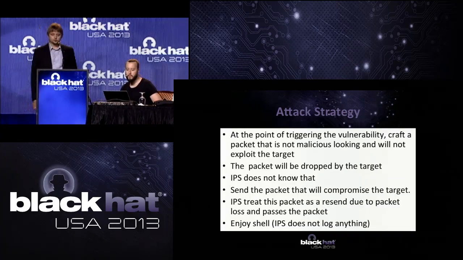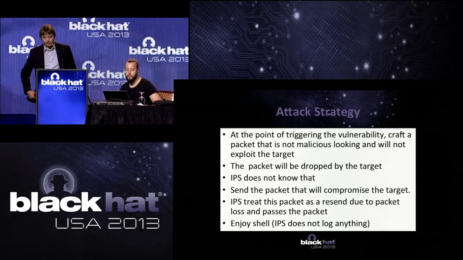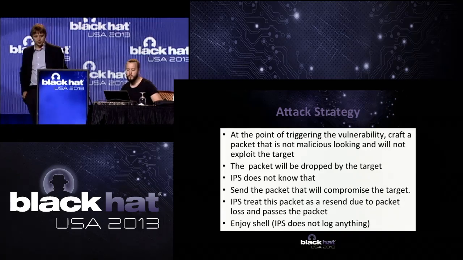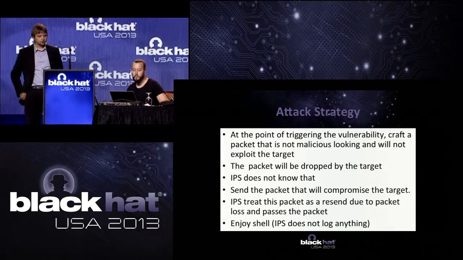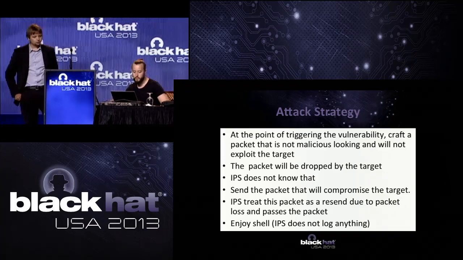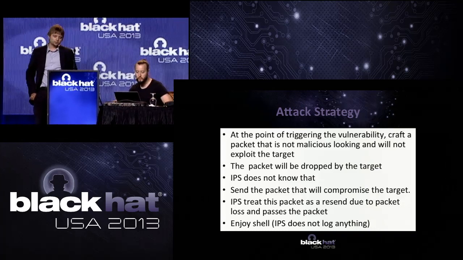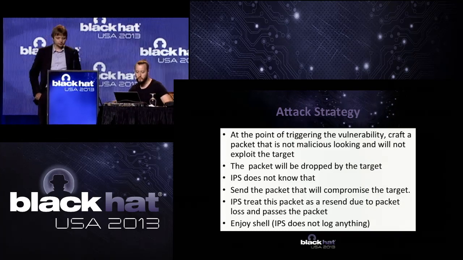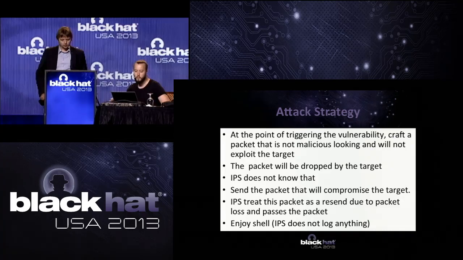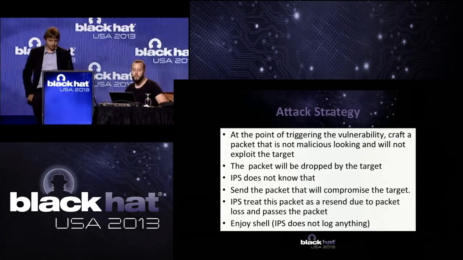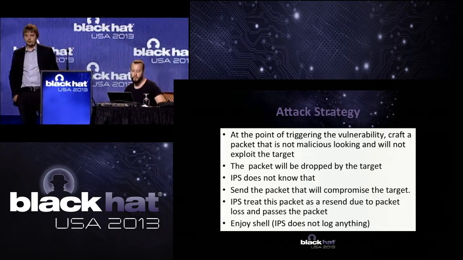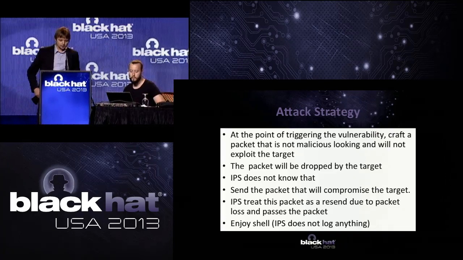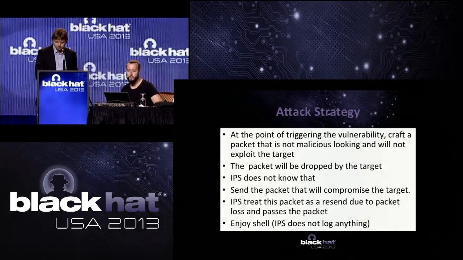So a good attack strategy would be that when we are attacking a vulnerability, at the point that we would trigger the vulnerability, we craft a packet that's not malicious looking and will not exploit the target. But this packet will be dropped by the target because of some error in the packet, like some IP options or TCP options, whatever. So the IPS doesn't know that the packet was dropped. Then we send the compromising packet, using the same sequence number and everything, for the IPS to think it's a retransmit, and then we will get the shell.